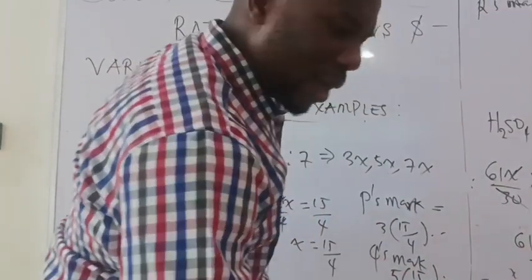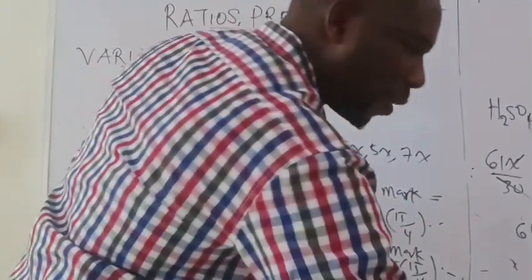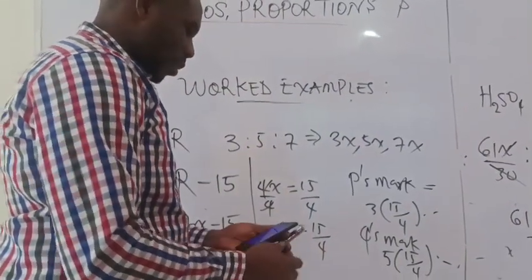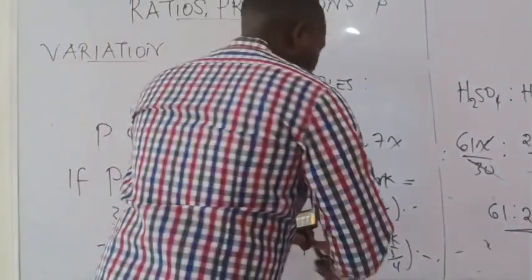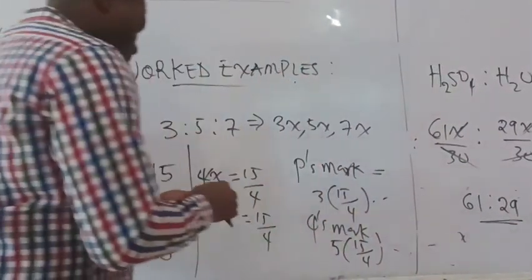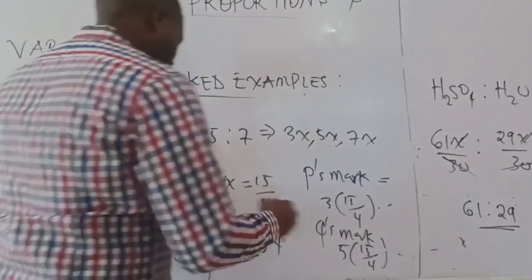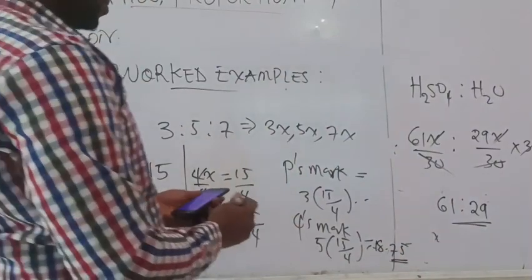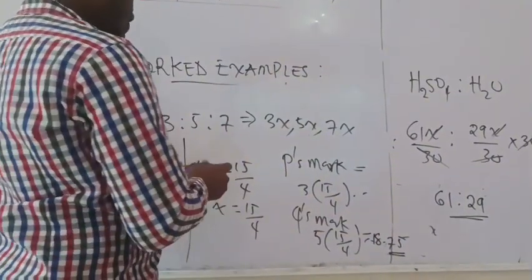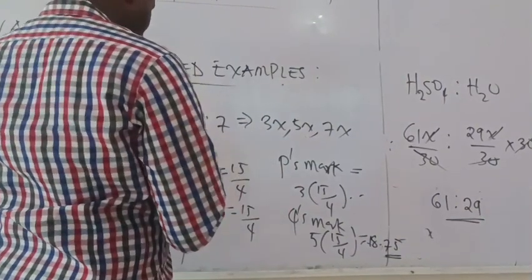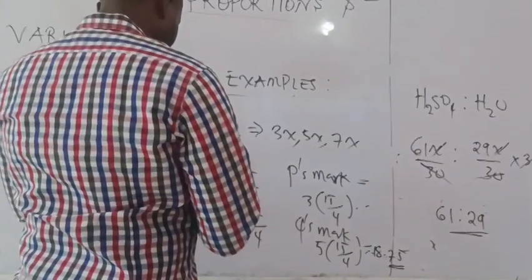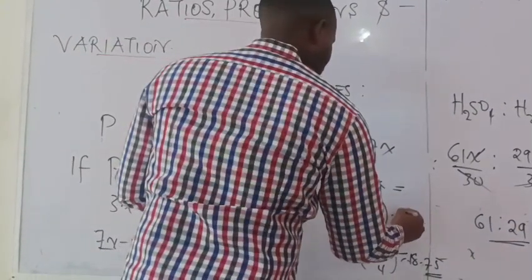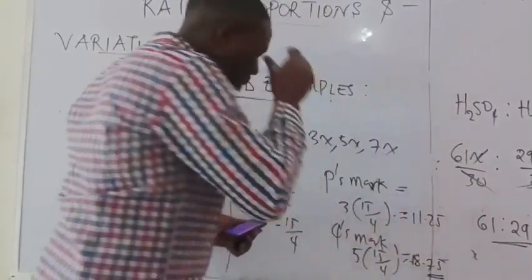Alright, to give the answers quickly from where we stopped: 15 times 5 is 75, and of course we divide that by 4. The answer would be 18.75. That's Q's mark. P's mark is 45, 45 divided by 4, which is 11.25. That's the mark P obtained.